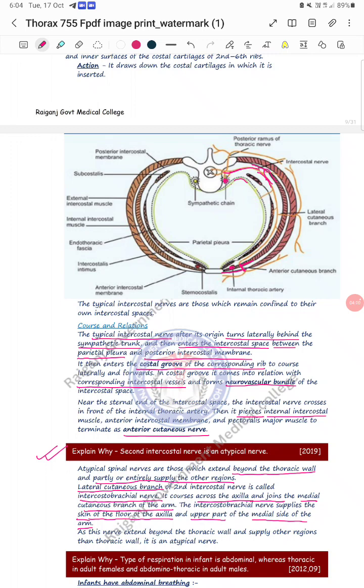It comes to the anterior part. It passes in front of the internal thoracic artery, then pierces the internal intercostal muscle, anterior intercostal lamina and the pectoralis major muscle, and terminates as the anterior cutaneous branch.